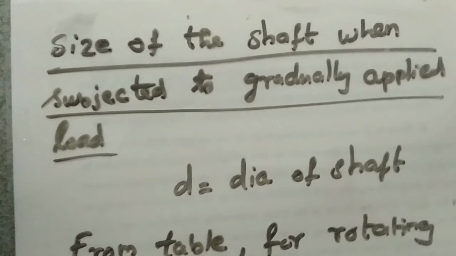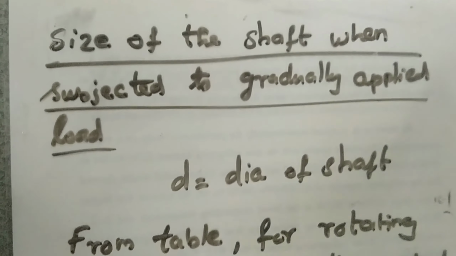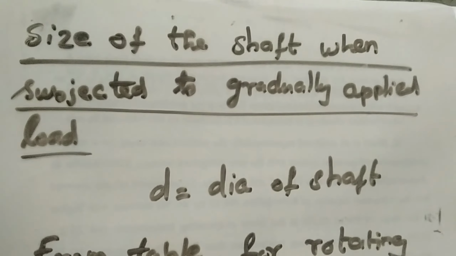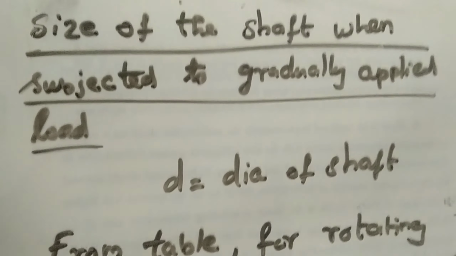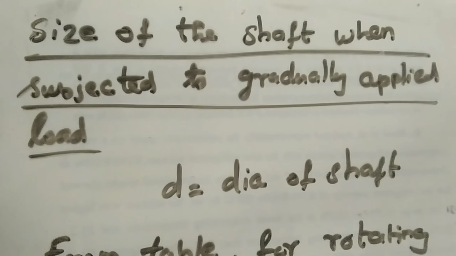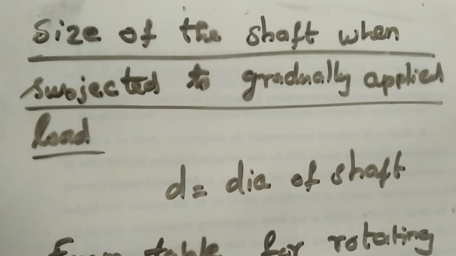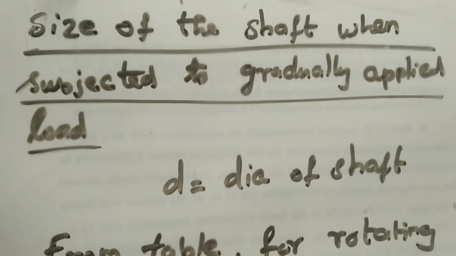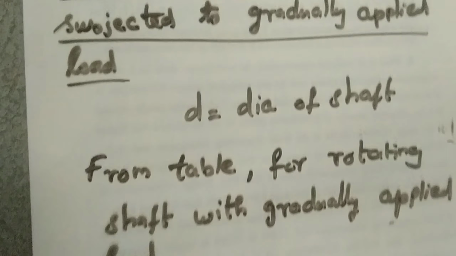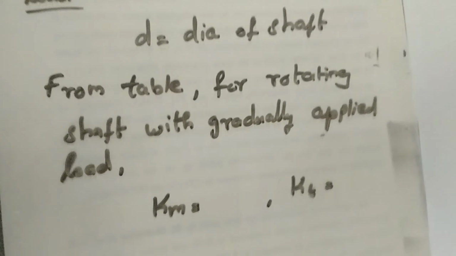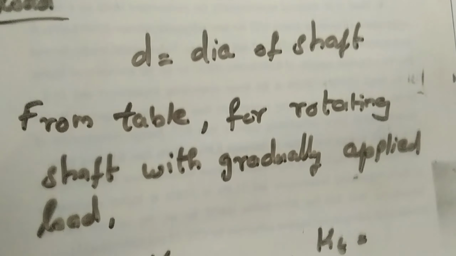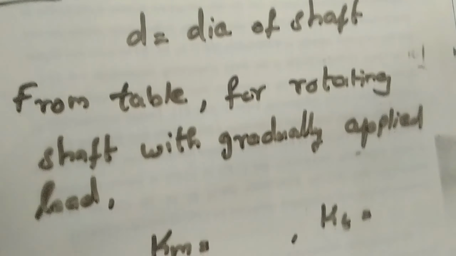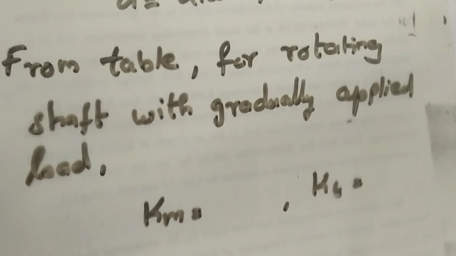Okay, the next one is the size of the shaft. We are going to calculate the size of the shaft when it is subjected to a gradually applied load. Before, we calculated the size of the shaft under twisting and bending moment. Now we focus on the gradually applied load. So we know that d equals the diameter of the shaft. For the rotating shaft with the gradually applied load, we look at the table to take the values of km and kt.